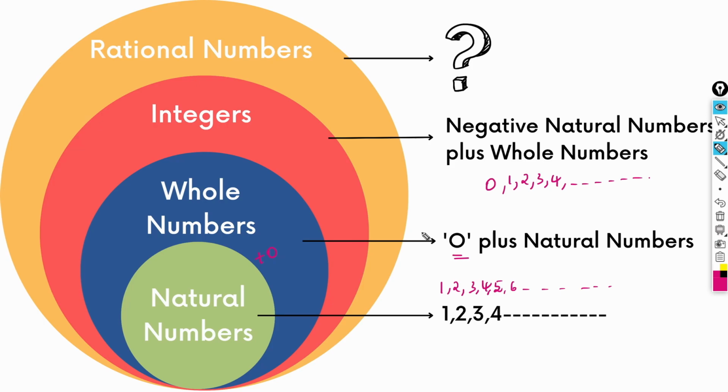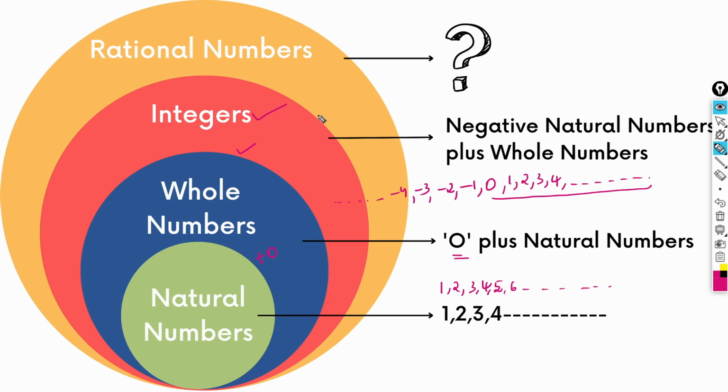Now what are integers? We already know from the figure that integers contain whole numbers. So all these numbers come under integers, plus negative natural numbers. Those are -1, -2, -3, -4 and so on. So all these whole numbers plus negative natural numbers come under integers.